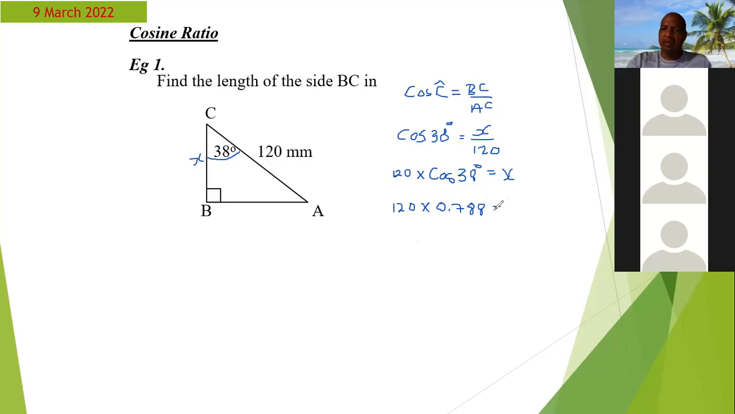So now that we have rounded that off, we can multiply the 120 by 0.788, and that would give you x. So x would be equal to, to the nearest whole number, 95. And so we can now put in our units, which is the unit of measurement being used in the question, and that would be millimeters. So it is 95 millimeters.